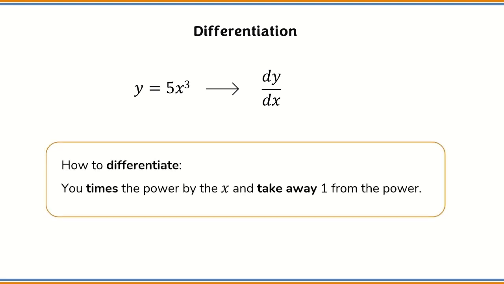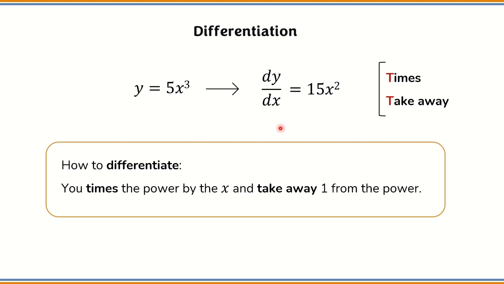Before starting to solve the problem using differentiation, let's remember how to differentiate, how to find the derivative of a function. We have this function, y equals 5x cubed. There are 2 variables, y and x. If we want to find the derivative, we have to differentiate y with respect to x. And the way to do it is this: you times the power by the x and take away 1 from the power. 3 times 5 equals 15, x to the power of 3 minus 1, which is 2.